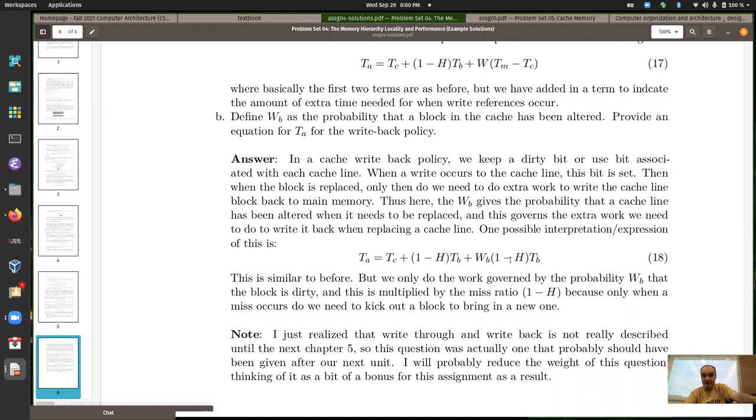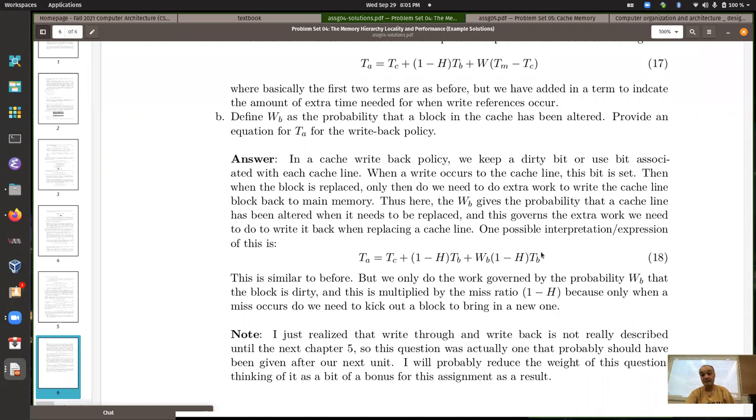So the basic argument is that basically only for misses. Only when misses occur am I going to potentially have to make a replacement. So the amount of work that we do is a function of the probability that a line is dirty, and the probability that a miss has occurred, the ratio of times that misses are occurring, which is 1 - h here.